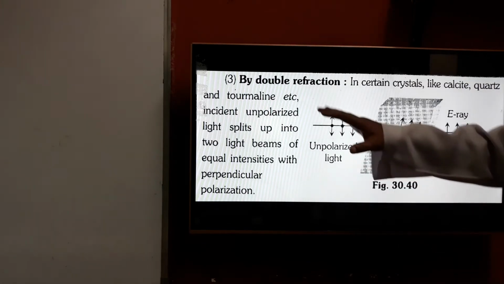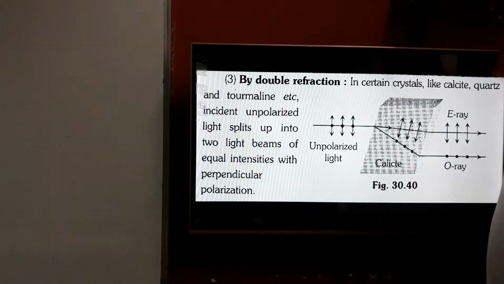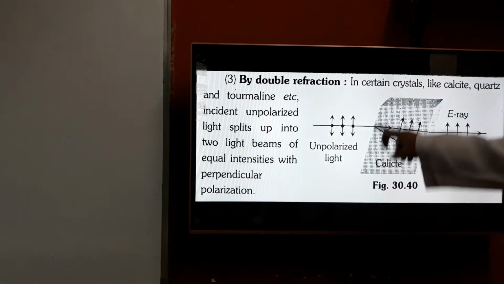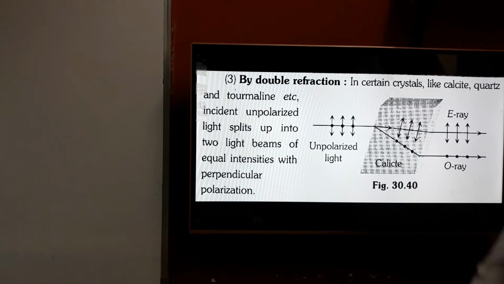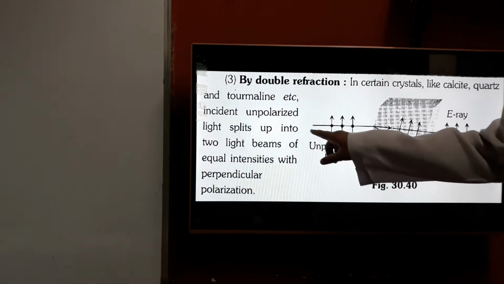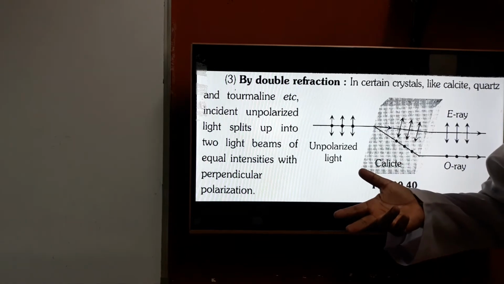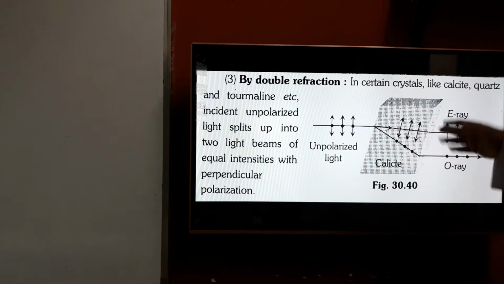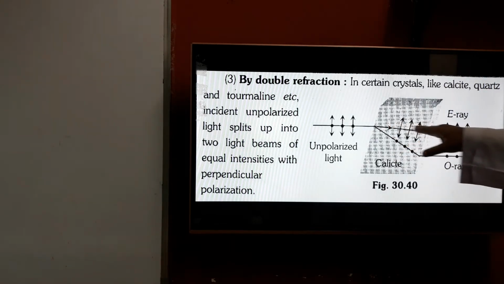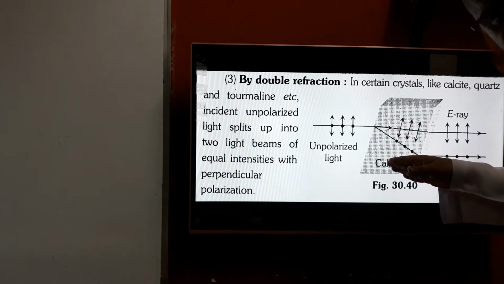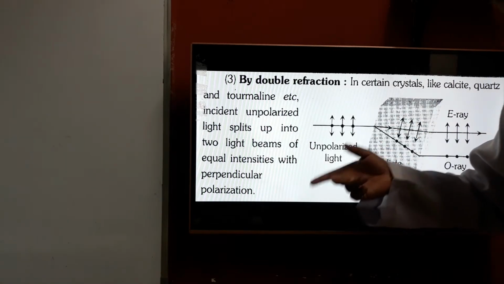Next, the next process is polarization by double refraction. What do you mean by this? For this process, we need to consider one calcite crystal. This is a special crystal in which unpolarized light, when it passes, automatically divides into two light rays. One has vertical lines, the other has dotted lines. So electric waves as well as magnetic waves automatically divide because of different refractive indices.